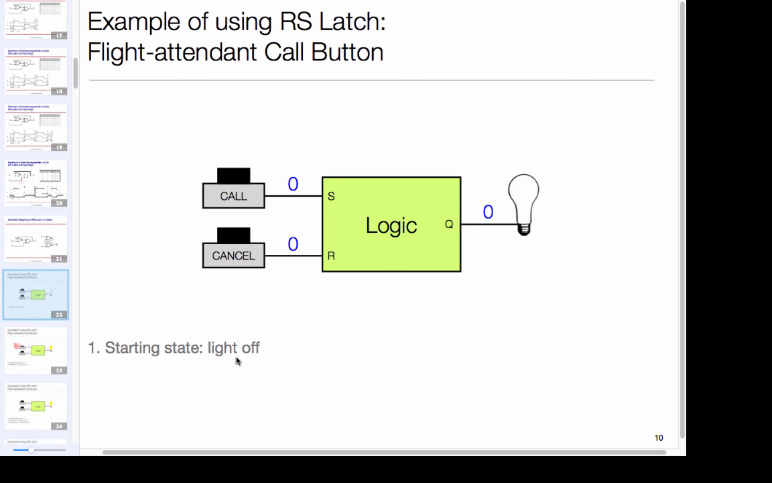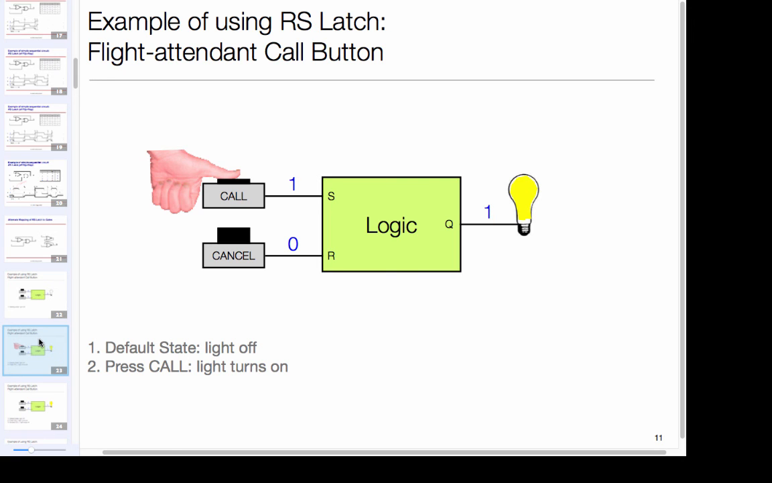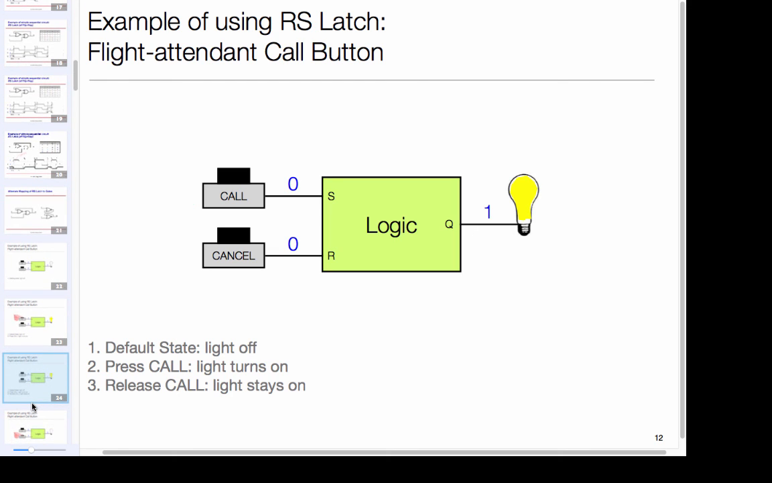Starting state, light is off. Then we press the call button, the light goes on. Release the call button, light stays on. While I press the button, this line was 1, and I'm using my good old SR latch. So I wire the call button to the S input. Now I'm in 1 0, and from our truth table, 1 0 means output becomes 1. Then I release the call button, I go back to 0 0. 0 0 means remember the past. So at this stage, the light bulb stays on.